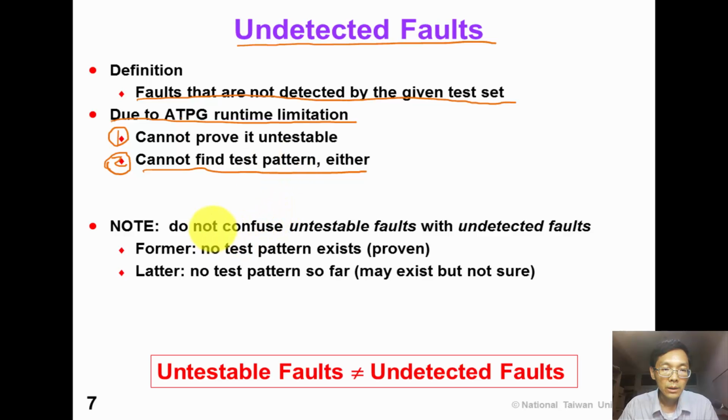Please note, don't get confused about untestable faults and undetected faults. Untestable faults are those faults that have been proven to have no test pattern at all, while the undetected fault has no test pattern so far, but actually a pattern may exist, but we are not sure. In summary, untestable faults are not the same as undetected faults.